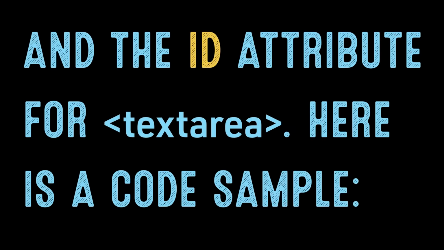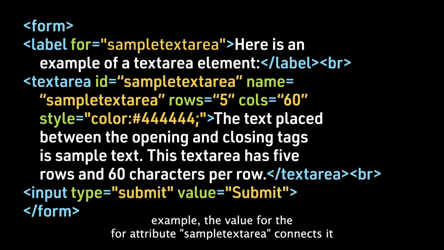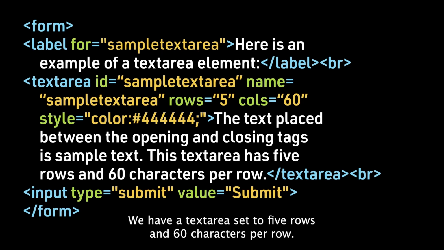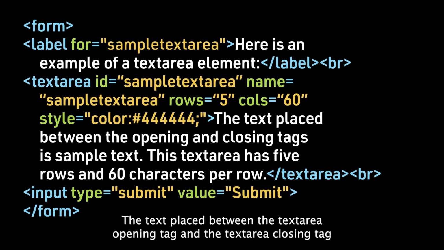Here is a code sample. In this example, the value for the for attribute, sampletextarea, connects it to the text area with the ID attribute with the same value. We have a text area set to 5 rows and 60 characters per row.